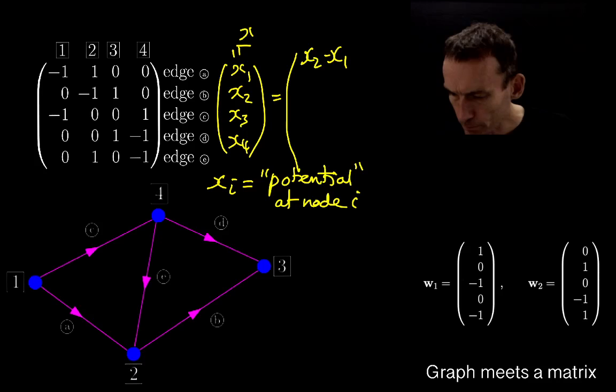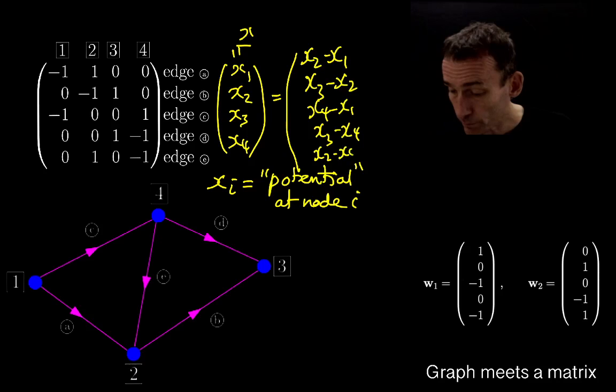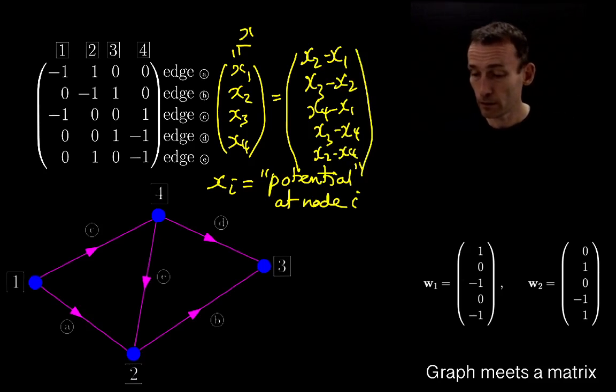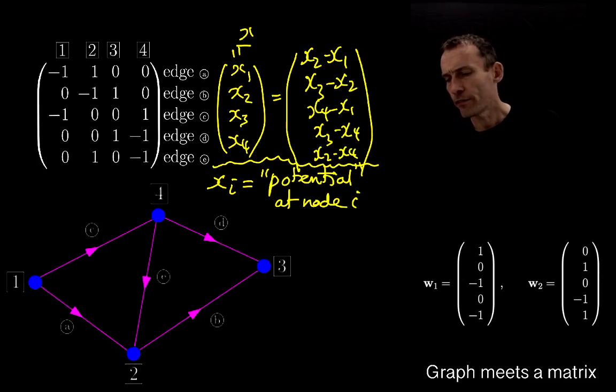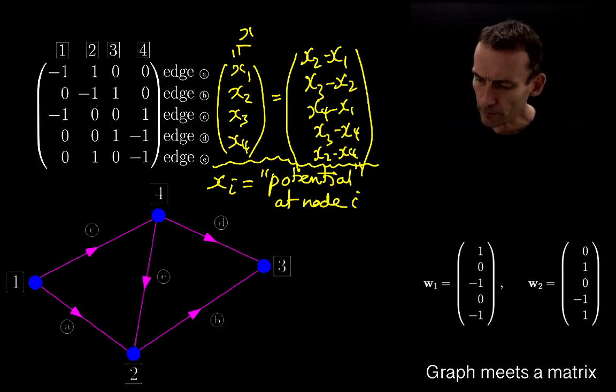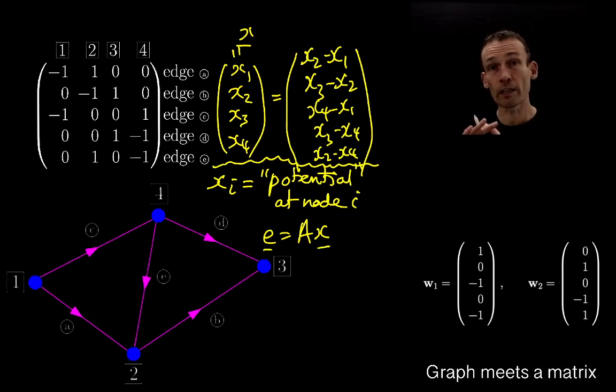Correct me if I'm wrong, I get the following: x2 minus x1, x3 minus x2, x4 minus x1, x3 minus x4, and then x2 minus x4. Let's just draw a little line there so it doesn't get confused. I've generated, from my vector of potentials, this 5-dimensional vector, and I'm going to call it e, because that's what I'm going to call it for the rest of the course. It's what I get when I operate on a general vector of potentials using A.